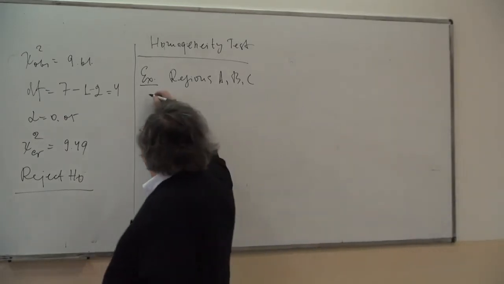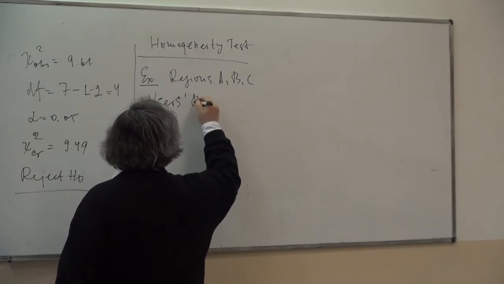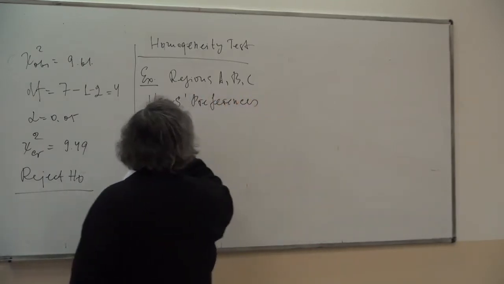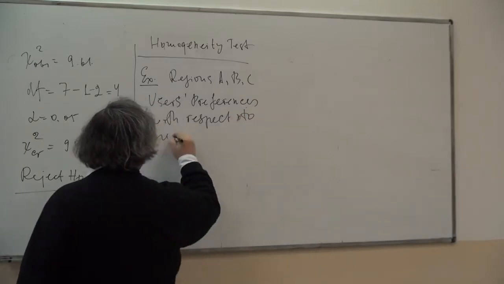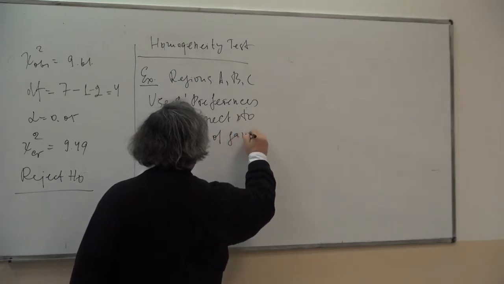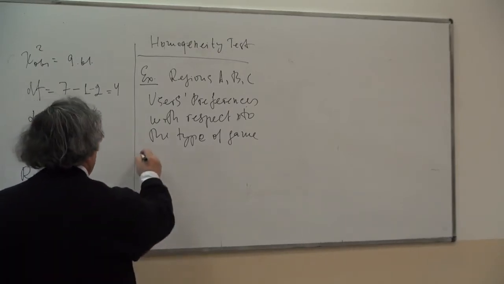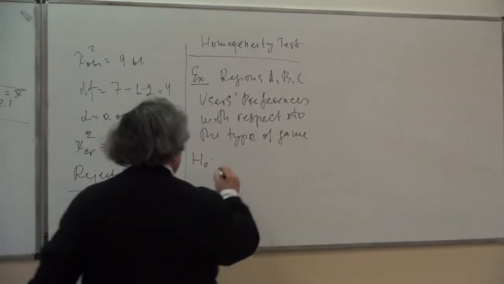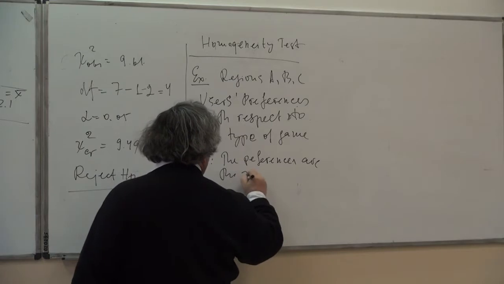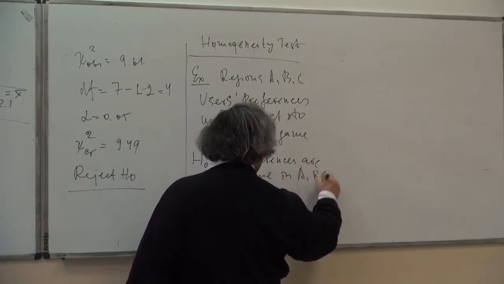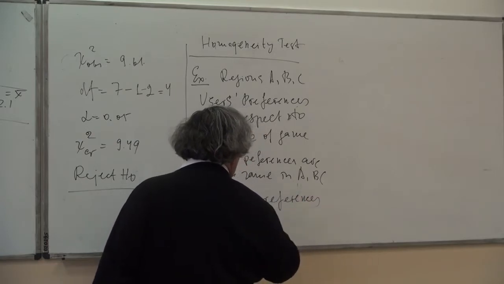All right, and what we want to know is the users' preferences with respect to the type of game. Well, there are several types of games. H0, the preferences are the same in the regions A, B, C. And H1, the alternative hypothesis, is that the preferences are not the same.